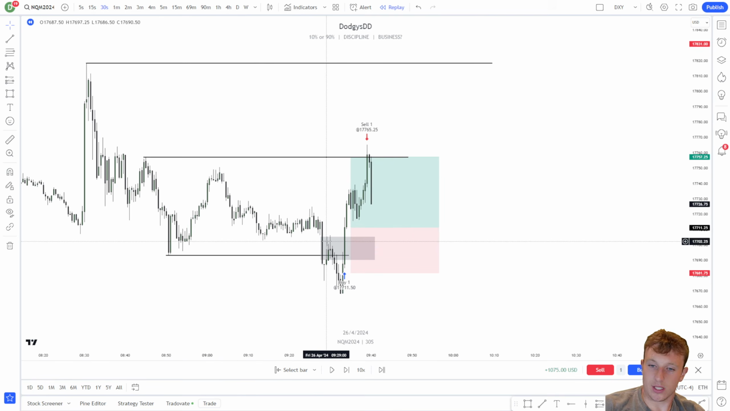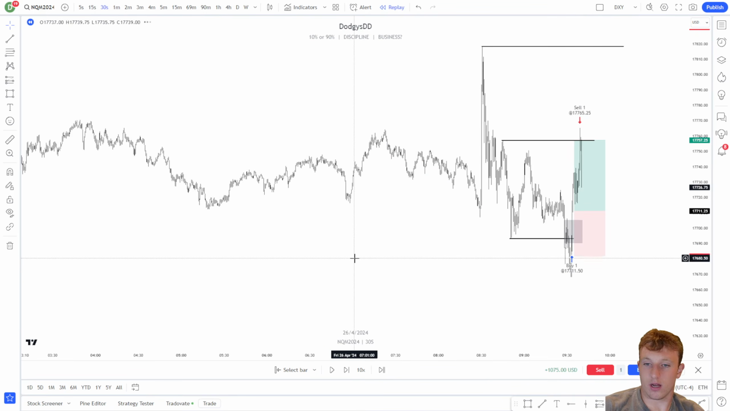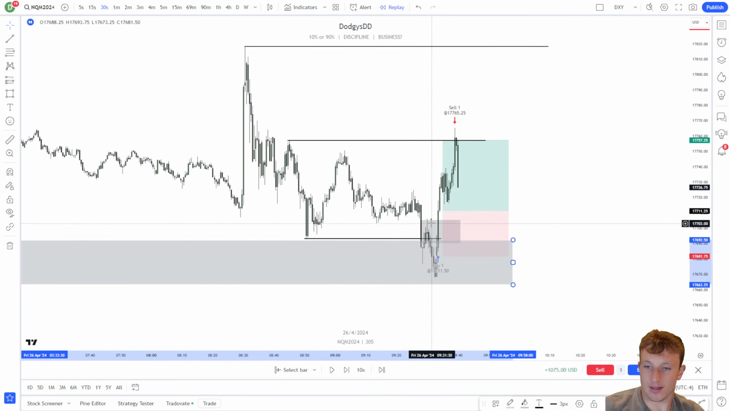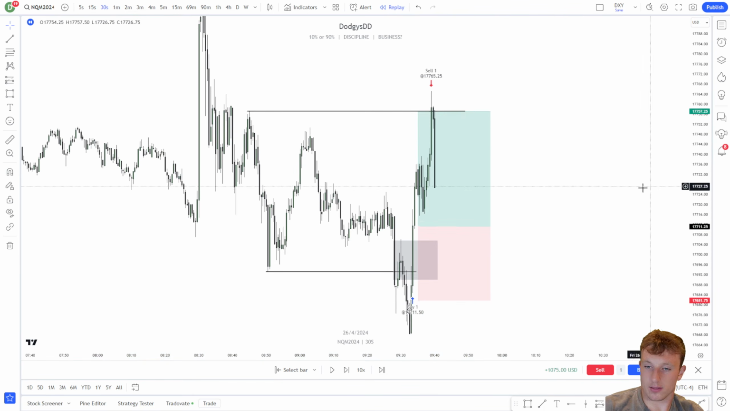My entry model is IFVGs. I look for a sweep. I look for an SMT. I look for a bounce off of a higher time frame fair value gap. Maybe there's a fair value gap to the left over here. And then I look for my little confirmation model, like my model off of a higher time frame. I look for all these things that have to do with my model, and that's that.